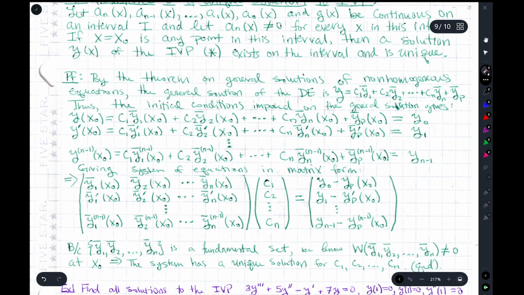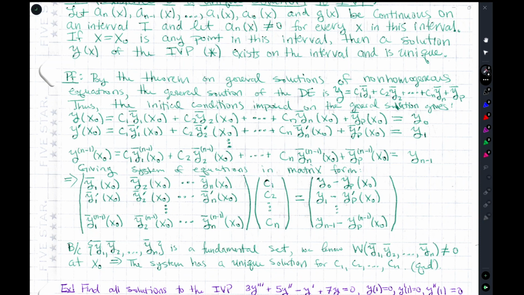And so we've plugged x naught into the general solution and its derivatives up to n minus 1. And now how many equations do we have? 1, 2, up to n, because don't forget there's a 0. You could think about it as the 0th derivative there for the function. So you have n minus 1 plus 0, which is n.